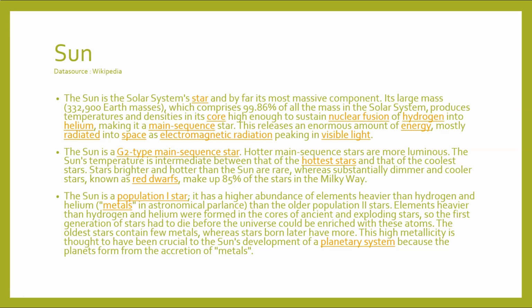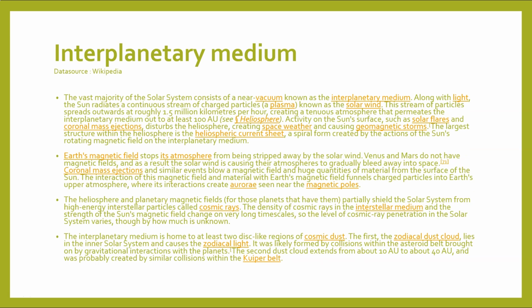The oldest stars contain few metals, whereas stars born later have more. This high metallicity is thought to have been crucial in the sun's development of a planetary system because planets formed from the accretion of metals. So there is an interplanetary medium between the sun and the solar system objects.